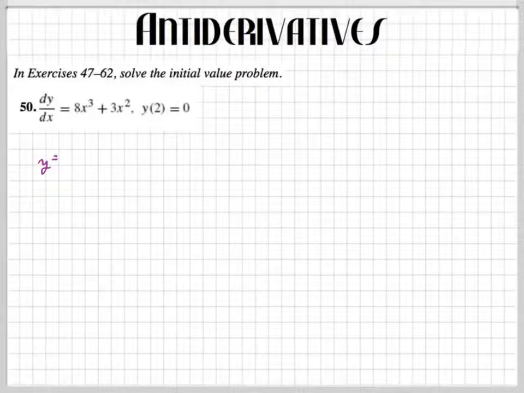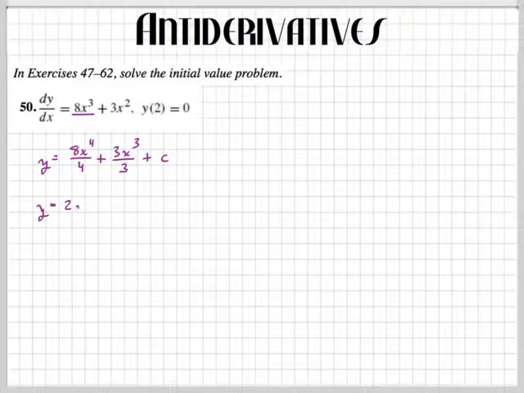And you guys know how to do that. You just got to take the antiderivative of it. So to take the antiderivative of this first term, you add 1 to the 3, which would be 4. So you have x to the 4th, and then you divide it by 4. And then you do the other term, it would be 3x to the 3rd, and then you divide it by 3. And then after you do the antiderivative, you're supposed to put a plus c because you don't know what that constant is. Let's simplify. y equals 2x to the 4th plus x to the 3rd plus c.